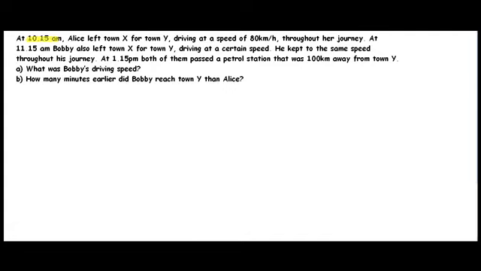So we have 10:15 a.m., 80 kilometers per hour, 11:15 a.m., 1:15 p.m., and 100 kilometers. Let us now draw a timeline to show all the information.